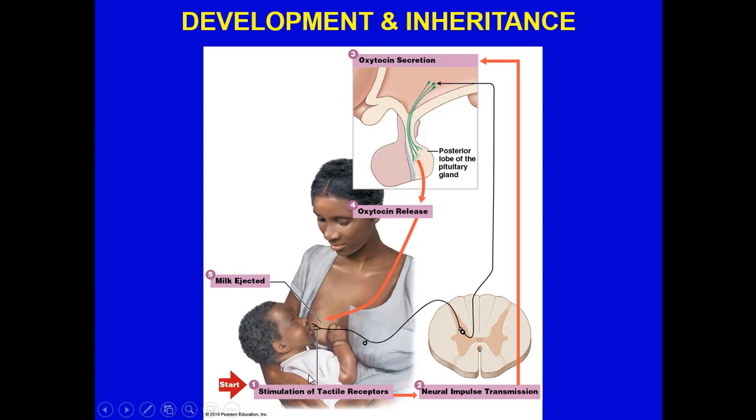Stimulation of tactile receptors, neural impulses that eventually go through the spinal cord, eventually up to the hypothalamus. Now remember that you have the paraventricular nuclei here, but their release occurs down here at the posterior lobe of the pituitary. This is going to release oxytocin, and this will then end with milk being ejected.